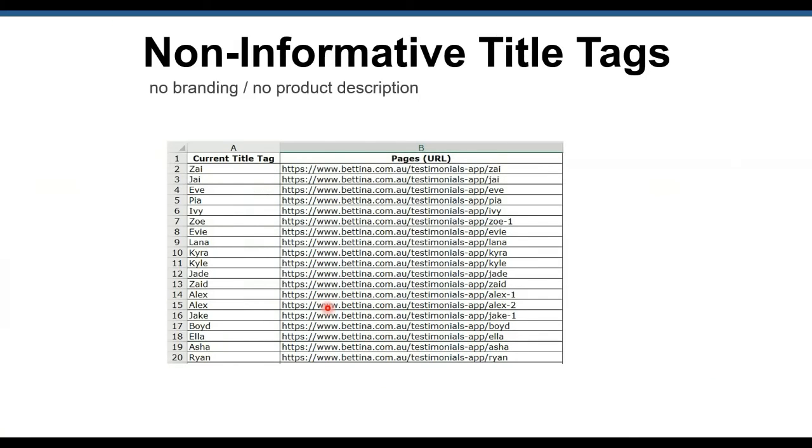Non-informative title tags. When you say non-informative, there is no branding, no product description. As you see here, these are just names of people. You can't get any information from here. Also here, Bettina.com is the website. So the branding is, of course, Bettina. And the category here is testimonial. So this is the testimonial of Zai. So how are we going to optimize this one?